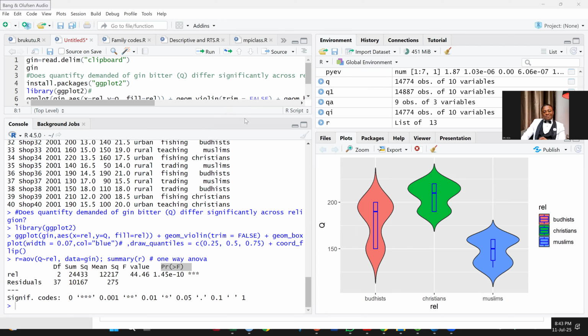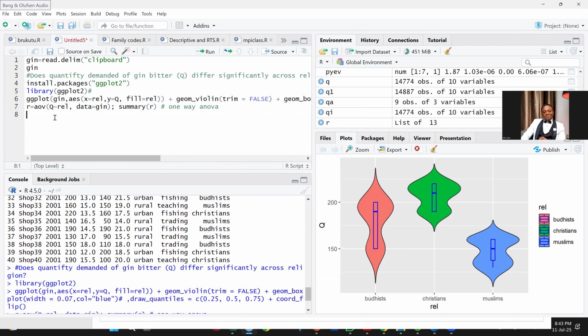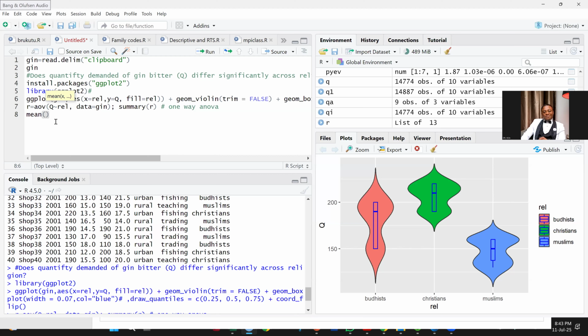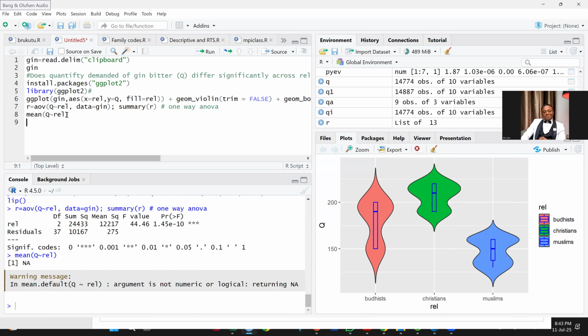Now, suppose you didn't have the graph and you want to know which religious group has got the highest. One thing you can do is find the mean of the quantity demanded, which is what I'm doing here. This tilde symbol. I'm just going to do quantity demanded across religion. Suppose you don't see this well, or you are not given this. You type quantity demanded, tilde sign, mean, and then you run it.